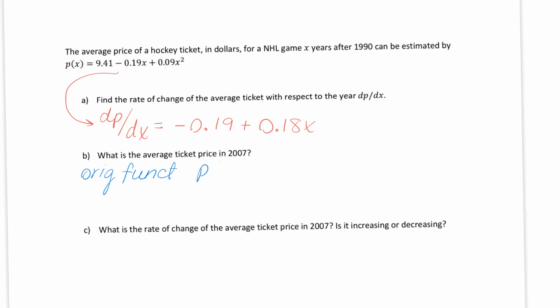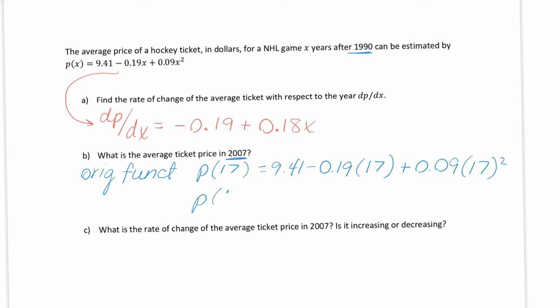So P of X, now what is my X? The average ticket price in 2007. Well, this is from 1990. So how many years passed between 1990 and 2007? 17. So we're going to find P of 17. So 9.41 minus 0.19, plug in my 17, plus 0.09 times 17 squared. All right, so after 17 years, the price of a ticket is what? $32.19.